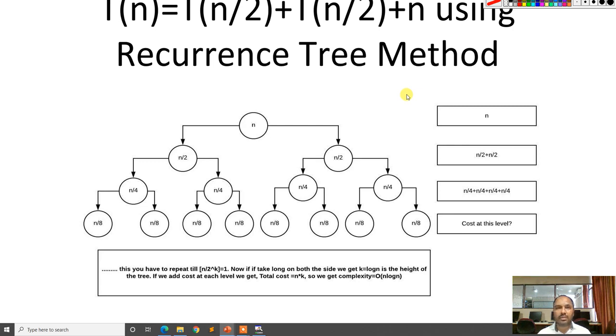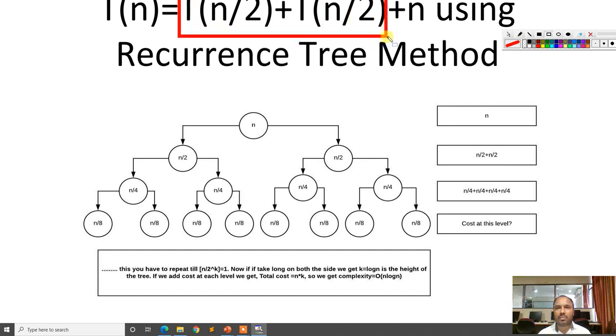To understand this recurrence tree method, let us take an example. The given example is T(n) = T(n/2) + T(n/2) + n. It is actually T(n/2) + T(n/2), so it is 2T(n/2). So this recurrence equation may be given to you as T(n) = 2T(n/2) + n. Now we have to try to solve this recurrence equation using the recurrence tree method.